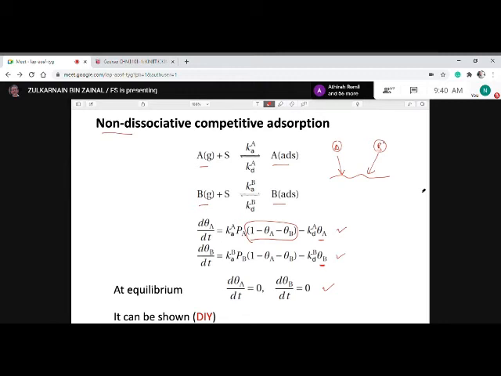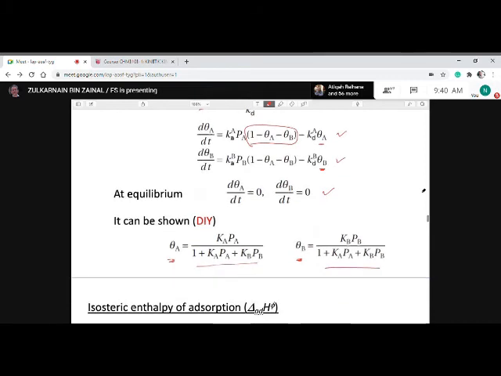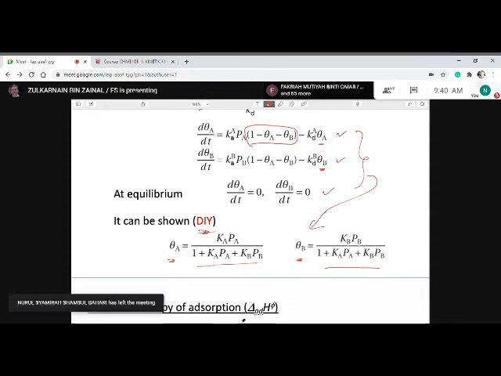So we're going to move on. All right, so what you can do is, how do you get from this part to these two equations? You can do the derivation yourself to get theta A and also theta B.